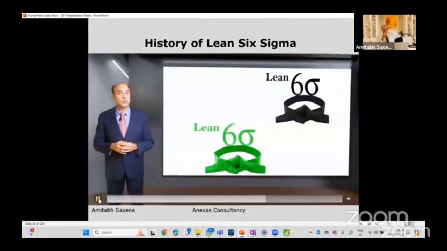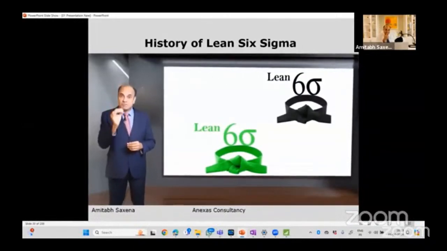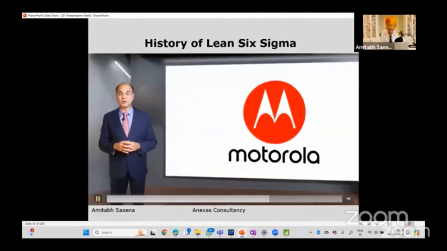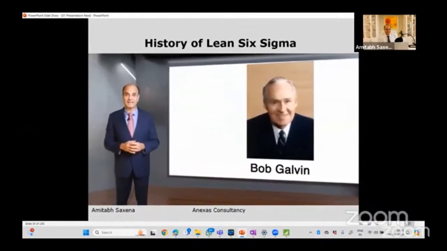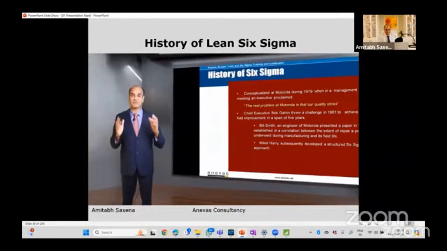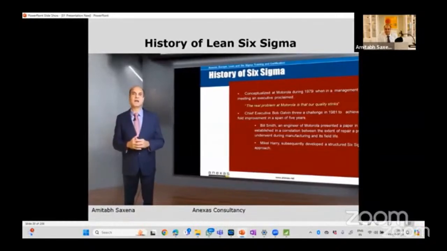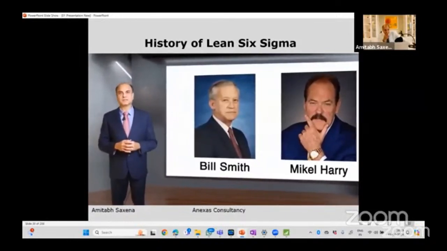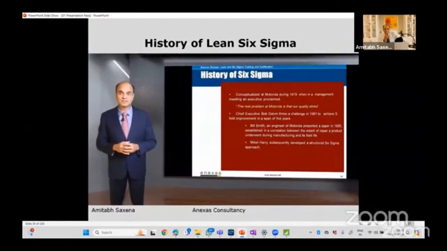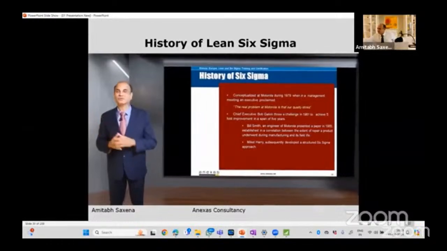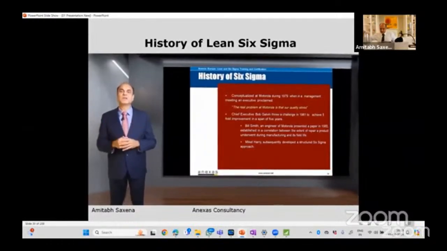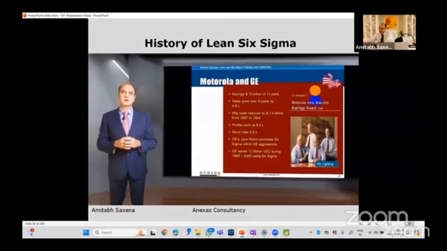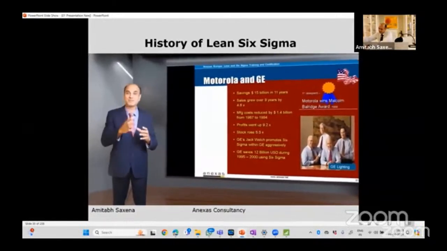Let's do improvement projects in the organization, the story, by choosing improvement opportunities and converting these improvement opportunities into projects. It all started in Motorola when Bob Galvin, the CEO, took a challenge saying that I would like to improve everything by 5 times in the organization. And he was told about some statistical tools and techniques which Bill Smith and Michael Harry were using to improve the processes. Bob Galvin was so much impressed with what Bill Smith and Michael Harry were doing, he told them to develop a methodology which, if applied to the organizational processes, can improve the processes.